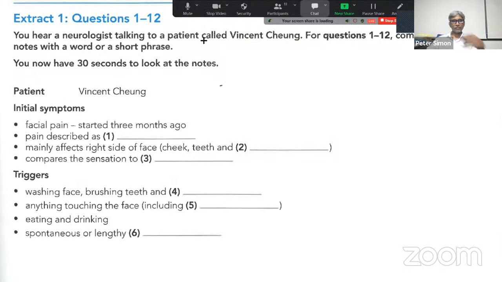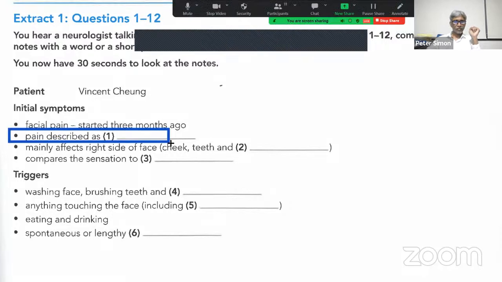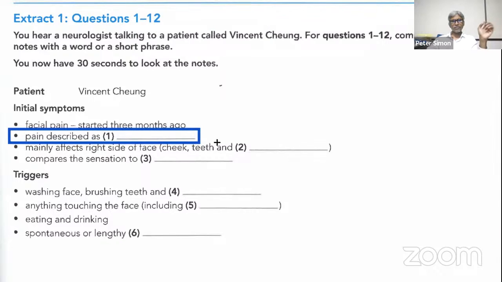Right. Now we are going to the question. Now here is the question. No need to bother about anything else. Pain described as, initial symptoms. Pain described as a table, nonsense. Pain described as a book, meaningless. Pain described as a house. So this is meaningless. So, a noun will not come.